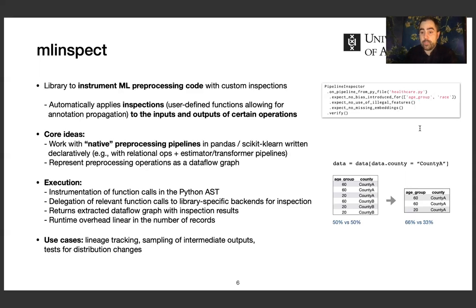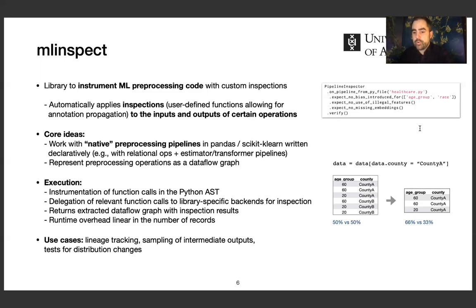And in the paper, we describe a set of use cases. So one use case is, for example, lineage tracking. So MLInspect allows you to propagate certain annotations per tuple through the DAG, through the program. By that, you can track the lineage of your records. You can sample intermediate outputs for debugging. And we also have automated tests for the distribution changes of protected groups. There's an example here on the right side.